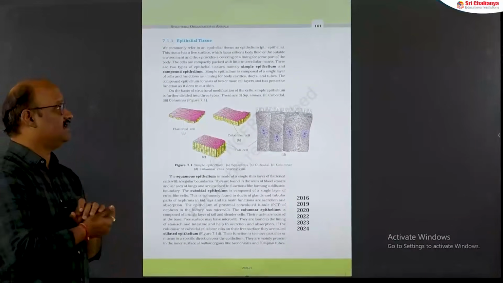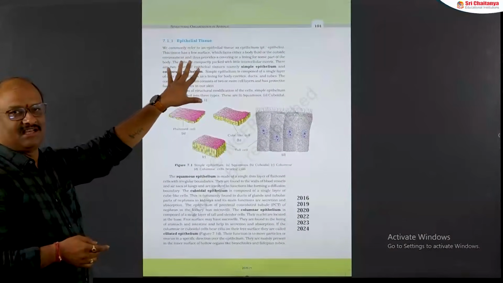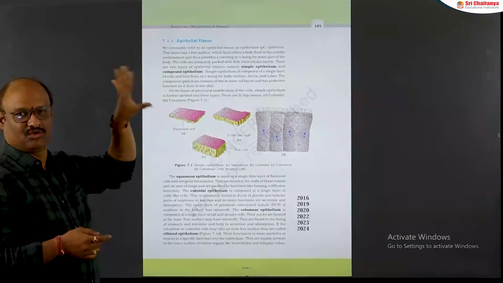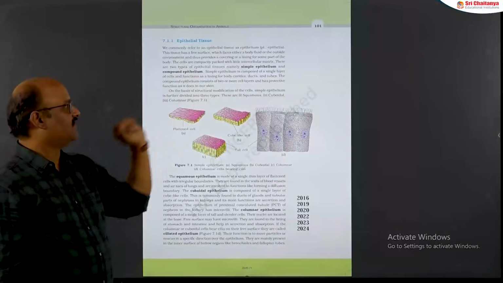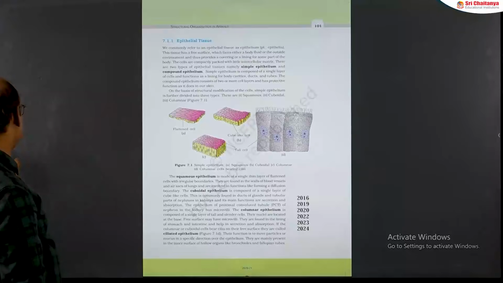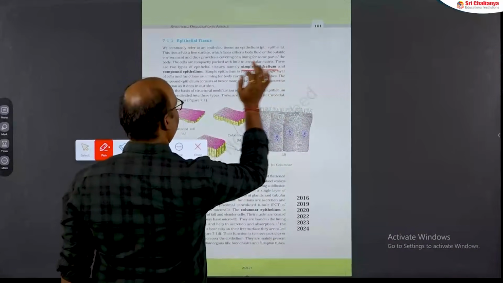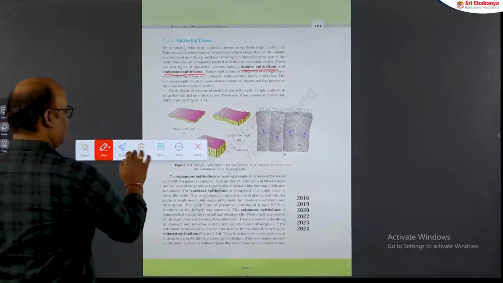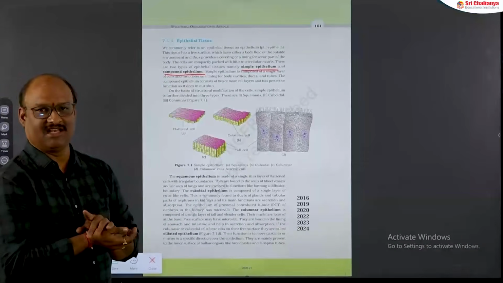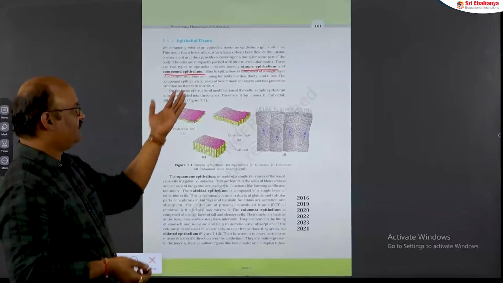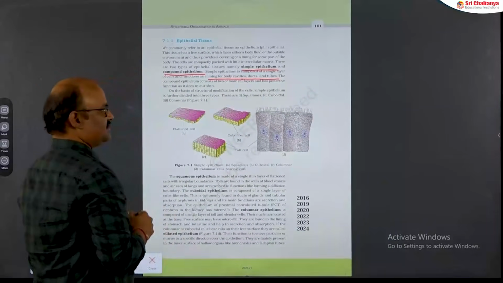There is a second page, a very important page, where we are going to start with the epithelial tissue. Epi is upon, and thelium is to grow, epithelial tissue. In this epithelial tissue we have 2 different types of epithelium: simple epithelium and compound epithelium. I am going to underline the important terminology. Simple epithelium and compound epithelium are single layer of cells and multi-layer of cells, and they form the lining of body cavities, ducts and tubes.